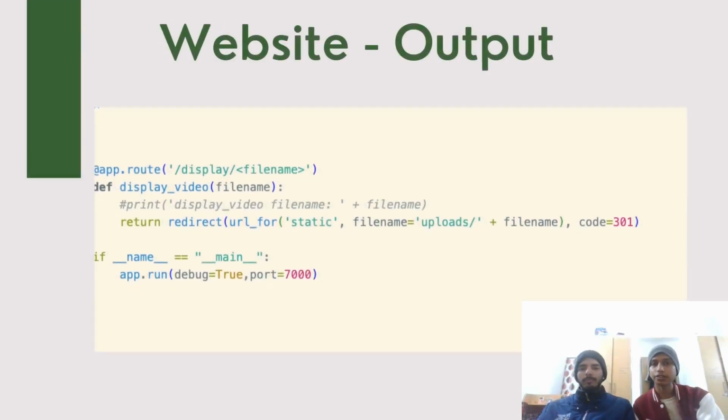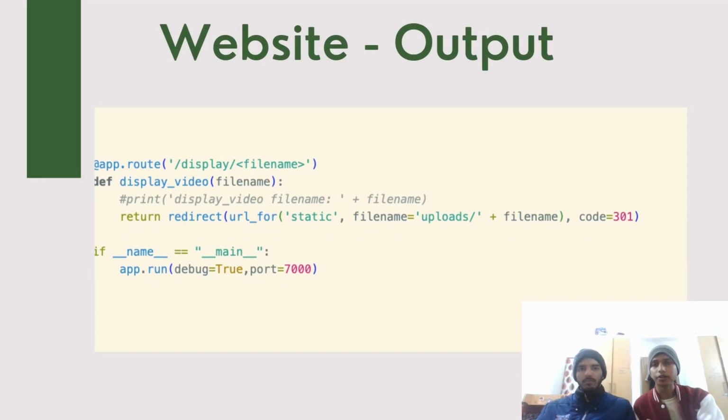This is the code snippet which will deal with the output. First of all, as we can see, the port is 7000, so our local host will be on port number 7000. The entry point will be defined by this snippet. Here we'll enter the code and run this app. On running this app, we'll use the function display video. This function will fetch the output from the model and display this video on our HTML page, and all this will be done using this function here. So this is all about the output.